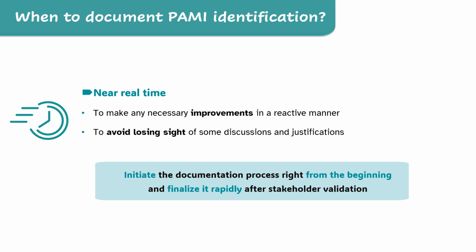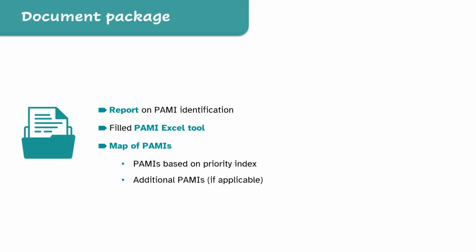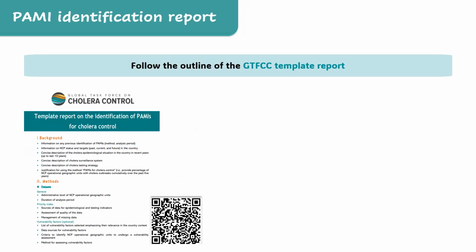after the stakeholder validation. The documentation on PAMI identification should include, at a minimum, a report on PAMI identification, the filled PAMI Excel tool, a map showing PAMI based on their priority index, and any additional PAMI based on vulnerability factors if applicable in your country. To prepare a comprehensive report on PAMI identification, we encourage you to follow the outline of the GTFCC template report. You can access this template by scanning this QR code.